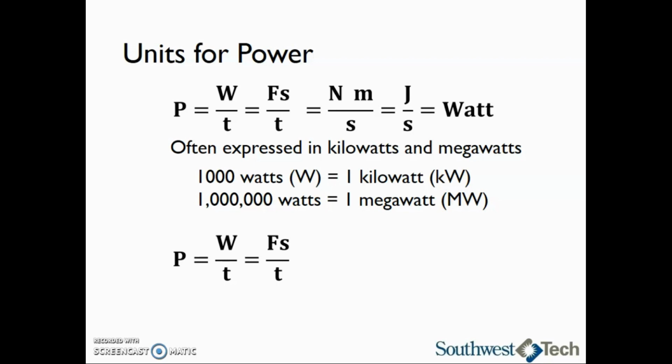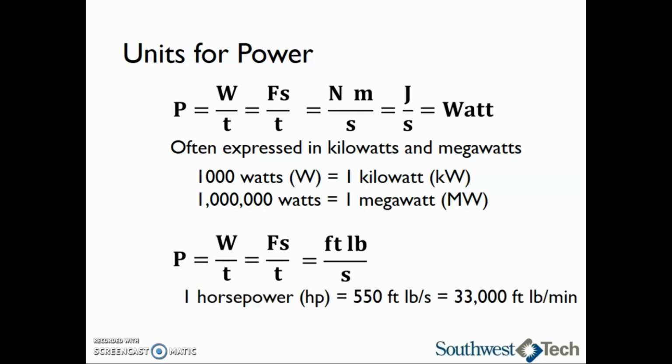If we are in the English or standard system, power is still work divided by time, and work is still a force times displacement. However, force is measured in pounds and displacement is measured in feet, so power is measured in foot-pounds per second. Most of the time when we are talking about power in English units, we use the term horsepower. 1 horsepower is equal to 550 foot-pounds per second, which is the same thing as 33,000 foot-pounds per minute.